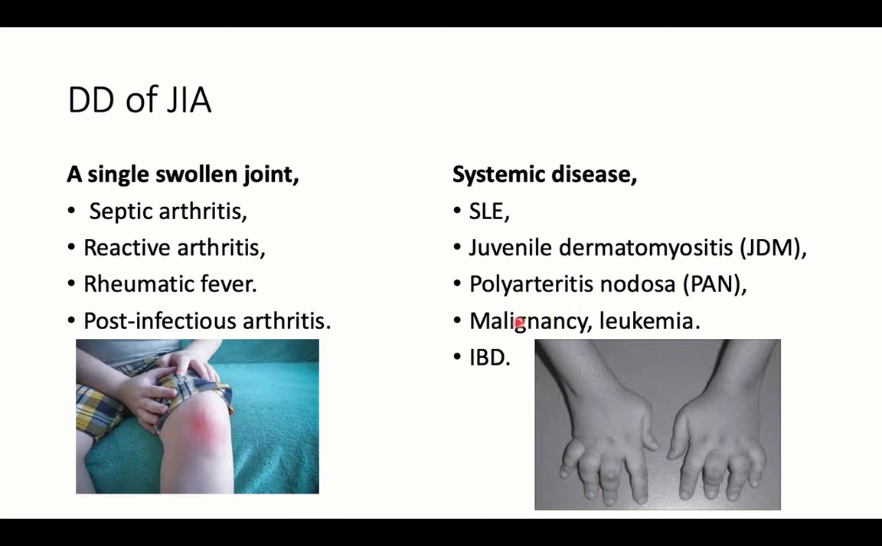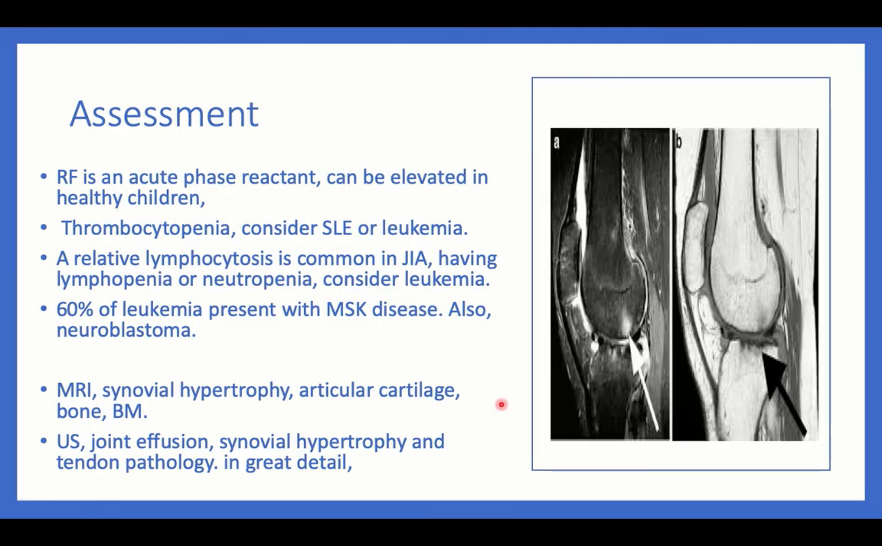You should think of malignancy, leukemia. 60% of cases of leukemia present with MSK, musculoskeletal manifestations, in the form of bone pains, arthralgia, arthritis, and so on. Also, inflammatory bowel disease has some extraintestinal manifestations, with arthritis being a part of it.